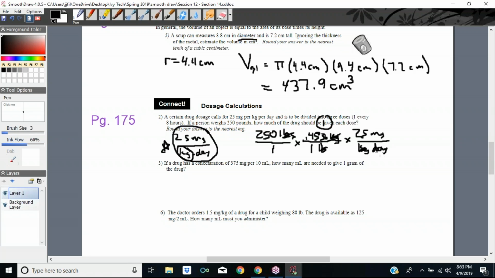Now we have milligrams per day, but we don't want the milligrams per day. We want the milligrams per dose. We want to know how much is in each dose. So it says that there are 3 doses. So we're going to have to do 1 day is 3 doses. And notice how days will cancel out, and we'll be left with milligrams over dose, so milligrams per dose. So 250 times 0.4536 times 25, and then divide by 3. That'll give us the number of milligrams per dose.